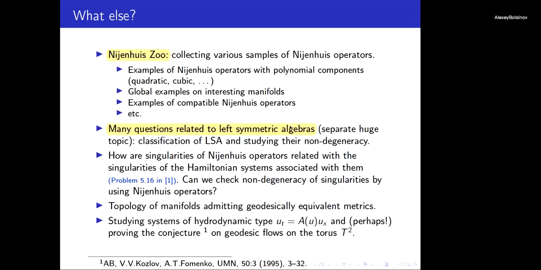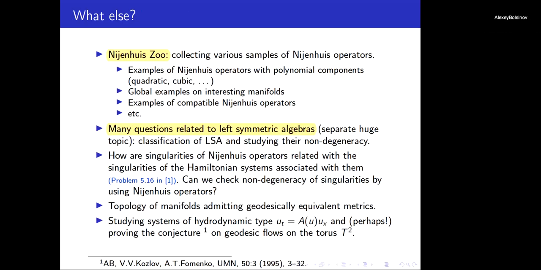But for us, in the context of Nijenhuis geometry, there are two basic questions. First of all, classification. Even in dimension three, we don't know the list of all possibilities. It would be great to get one. We only know the answer in dimension two. And also, for each left symmetric algebra, one wants to understand whether this algebra is non-degenerate or not.